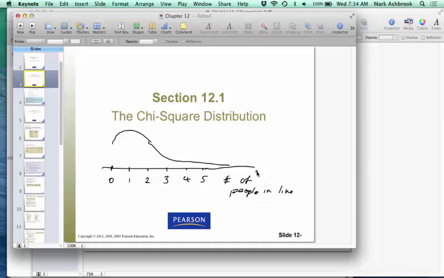Also, you can think about the number of runs scored at the end of baseball games. Lots of times in baseball games, a team will get 0, 1, 2, or 3 runs. But sometimes they run up a high score, 4, 5, 6, 7, 8 runs in a game. So this is kind of what the chi-square distribution models. 0 is the minimum value of the variable, and you have a right skewed distribution. That's chi-square.